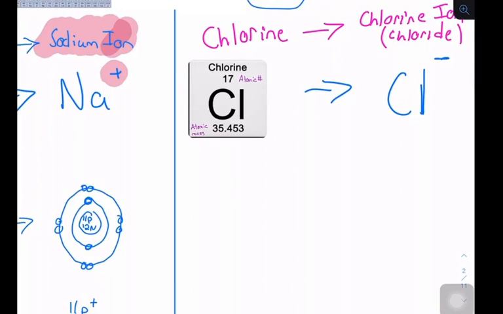So the chlorine atom is atomic number 17, which means protons are 17, electrons are 17, and neutrons, 35.4 would round down to 35, and 35 minus 17 would be 18.